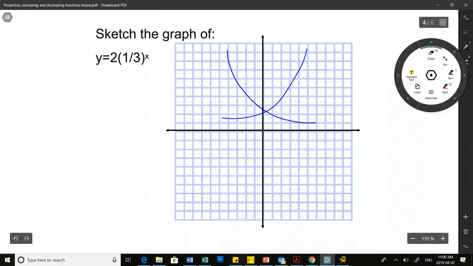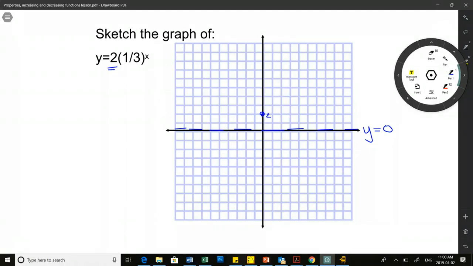Decay. So I should have something that is curving down toward the right. I have an asymptote, like we said, along y equals 0. What's my y-intercept? The y-intercept is 2 because the a value is 2. So crossing at the value 2, and we said it's decay because b is between 0 and 1. So it must be curving like so.